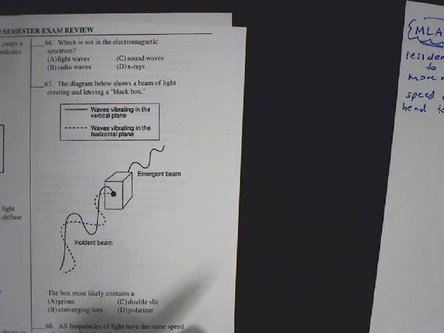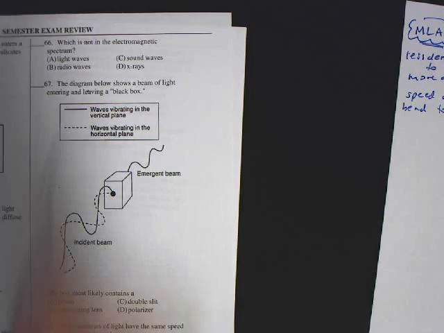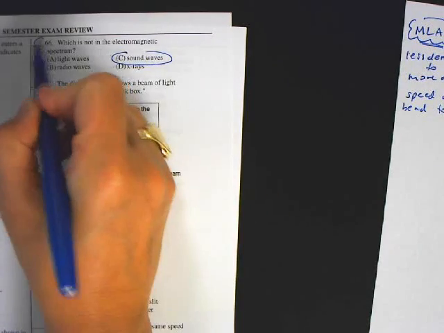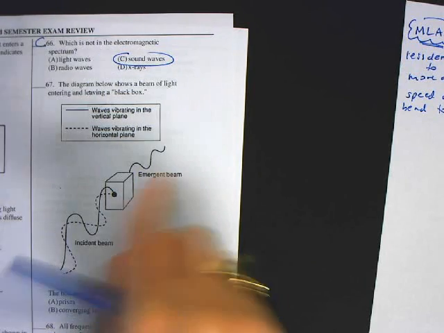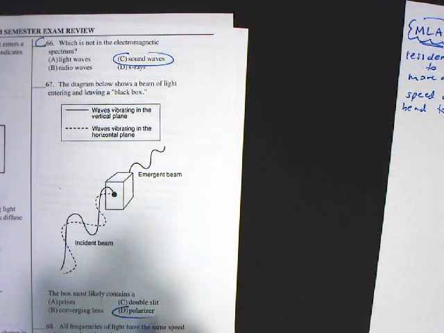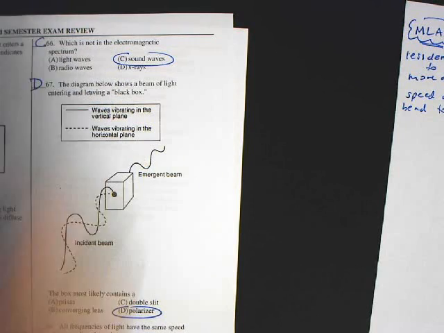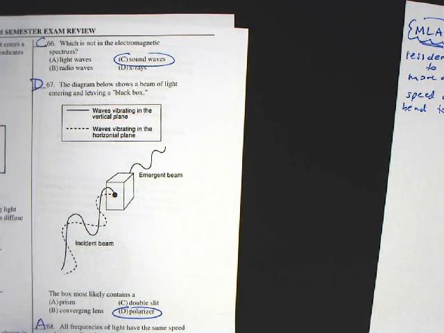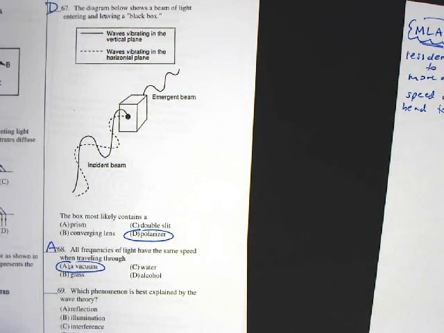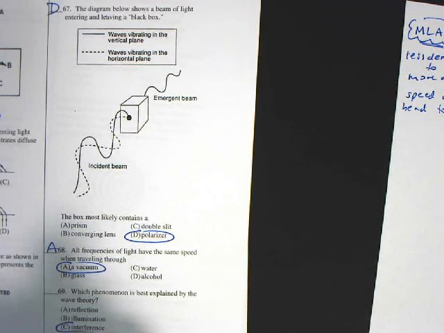Which is not in the electromagnetic spectrum? Sound waves are not electromagnetic. In the diagram below, when it goes through, this is a polarizer, because it blocks out one plane of light. Number 68, all frequencies of light have the same speed when traveling through a vacuum. Which phenomena is best explained by wave theory? Interference. Those are pretty much definitions.